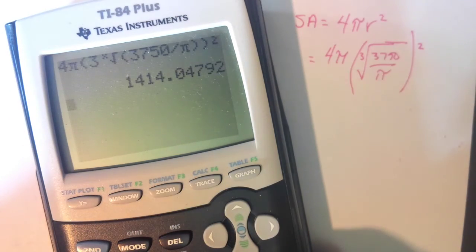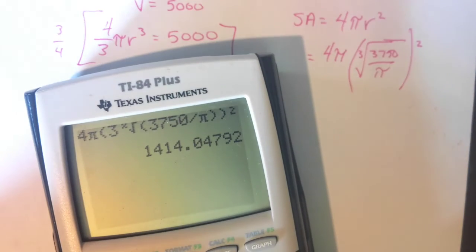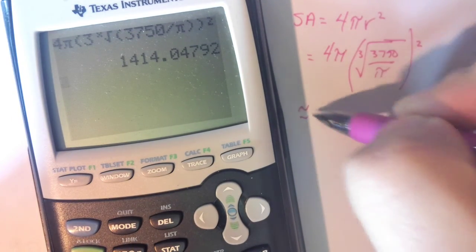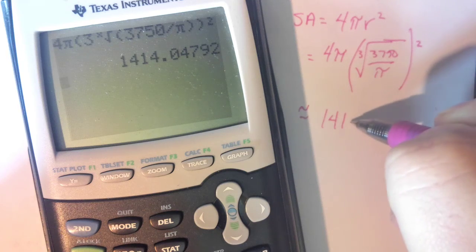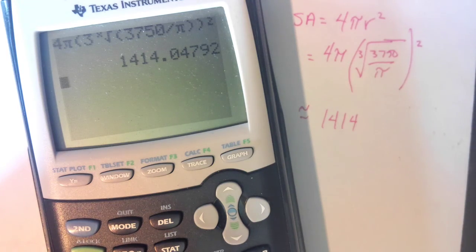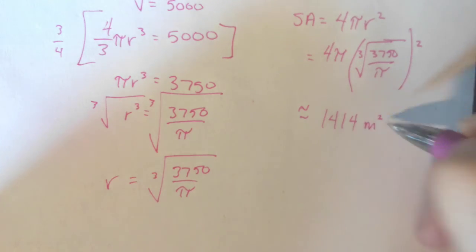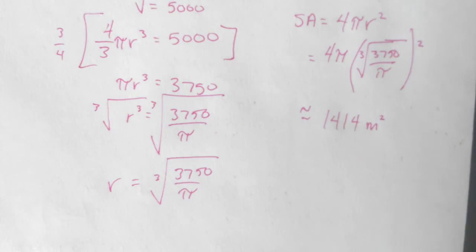Rounded to the nearest 1,000 square meters. Oh, just to the nearest square meter on this one, sorry. So that's approximately 1,414 square meters, rounded to the nearest whole number. All right, that's it for the day. Again, just plug it in the formula, solve it for a radius sometimes, and plug it into another formula.